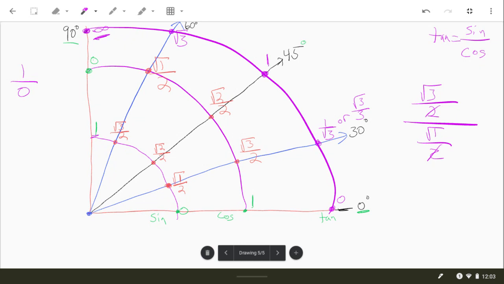Alrighty, that's the spider web. Try to study this and recognize what the patterns are. Like I said, I never really memorized the ones for tangent. I just remember that sine over cosine is equal to tangent. So, all right, that'll do it.